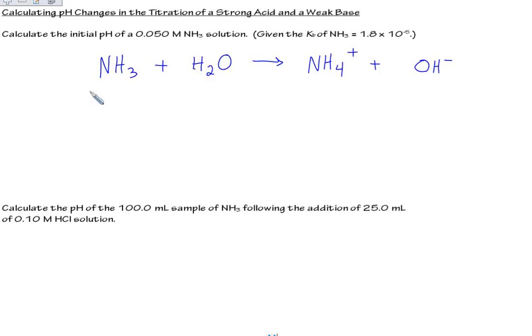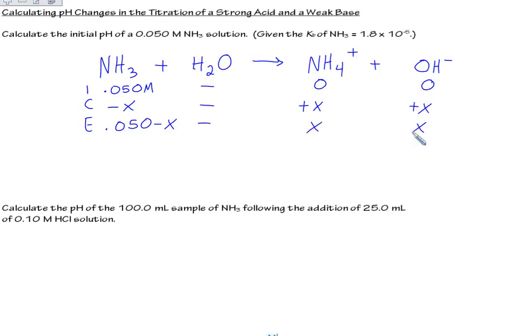Now we can set up a little ICE table. The initial weak base is 0.050 molar. We're not going to use the water in our calculations. And initially our products are 0. But they can't stay that way at equilibrium, so we know that this is going to shift forward by x. So this will be 0.050 minus x, x, and x. Now we just have to solve for x and we're done.